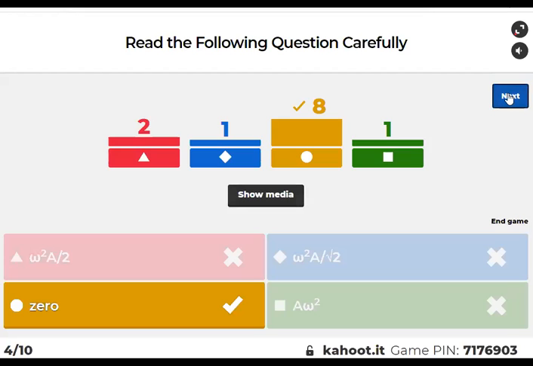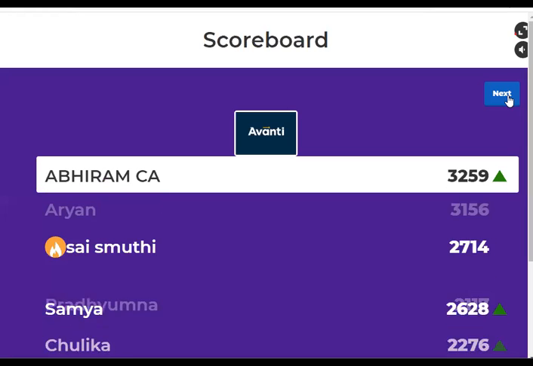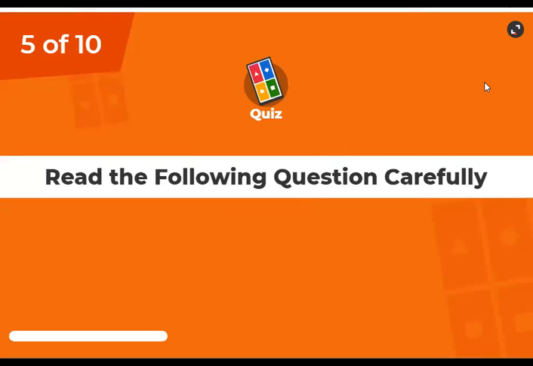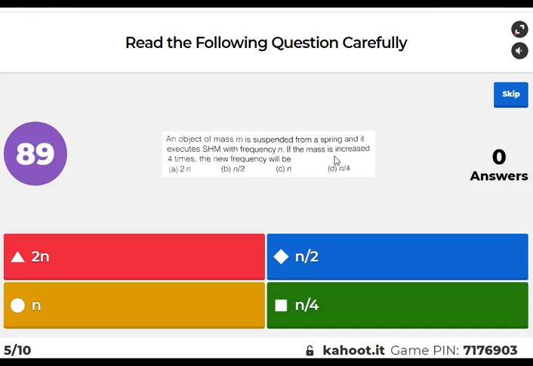Okay, very good. Next. So NEET students, remember that concept. Math students might already know, but NEET students, you need to remember that concept. An object of mass m is suspended from a spring and it executes SHM with frequency n. If the mass is increased 4 times, the frequency will be. Think about it, easy.